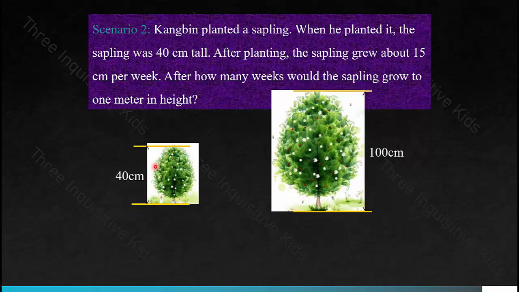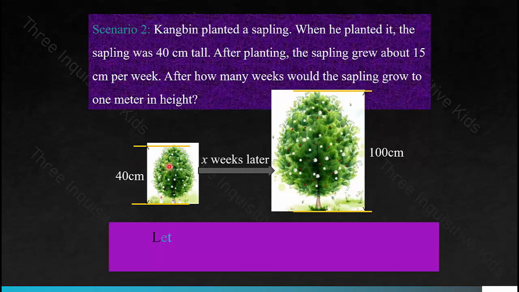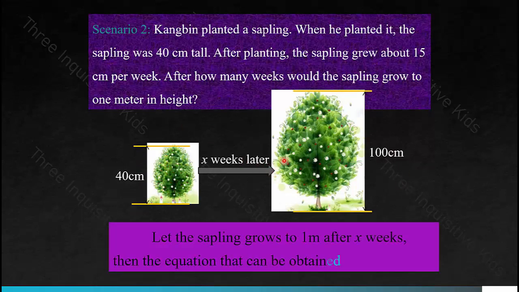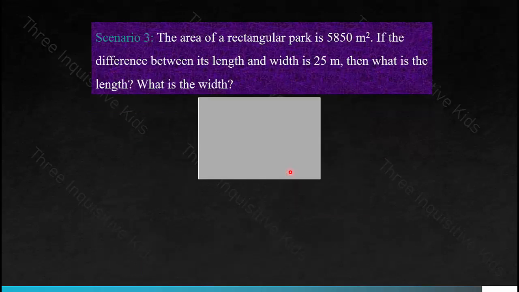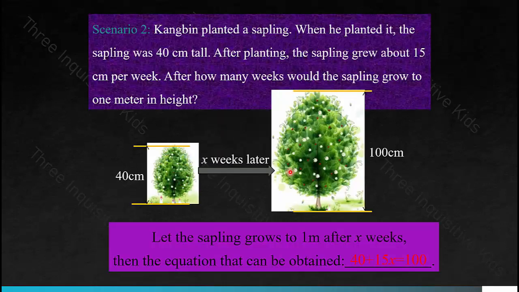So this is a sapling when planted, 40 centimeters, and this is how tall it is after a few weeks, 1 meter or 100 centimeters. This is after x weeks. So let the sapling grow to be 1 meter after x weeks. Remember, usually the unknown value, which in this case is the number of weeks, we can set as a variable. And then the equation we get is 40 plus 15x is equal to 100, because we start with 40 and then add 15 centimeters per week, or per x, so 15x, is equal to 100.